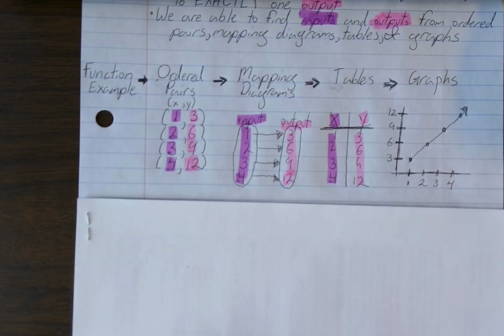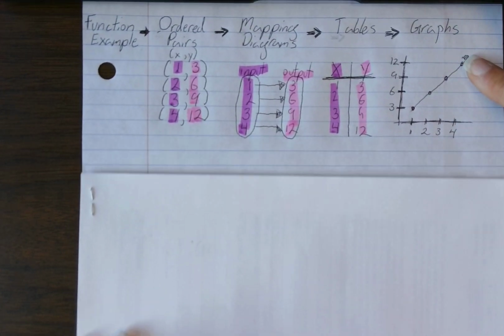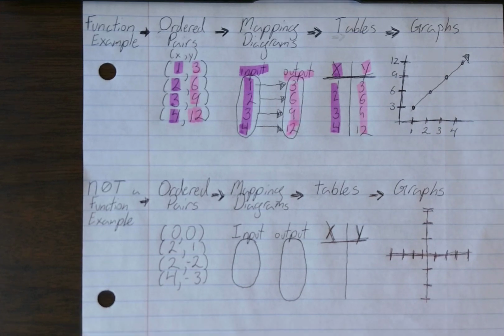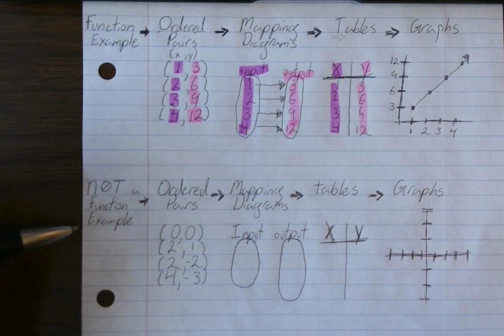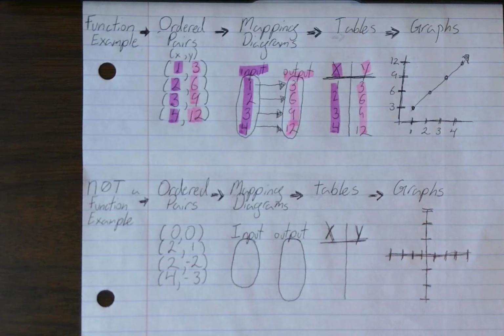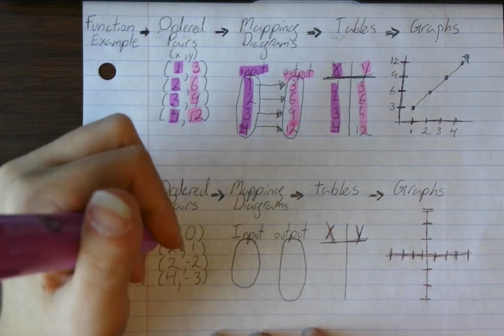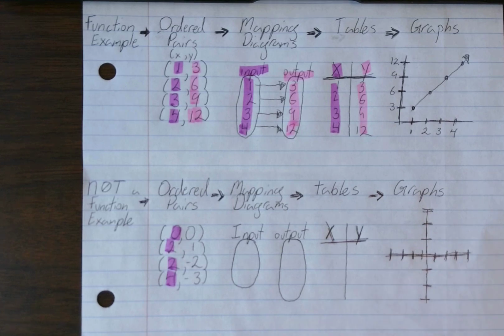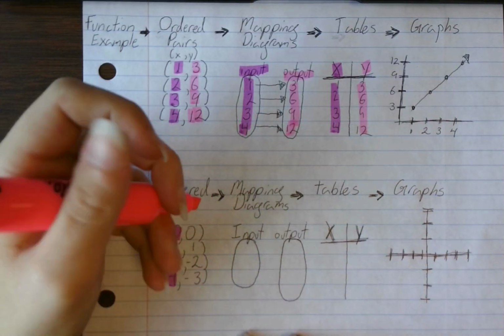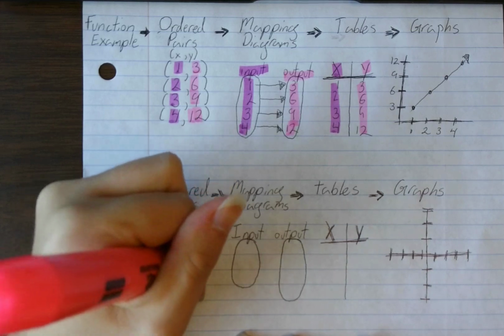Now I'm going to scroll down my paper. I'm going to look at the next example. This is not a function example. So this is something that if we see, we're going to have to know that this is not going to be a function, okay? First step, I'm going to highlight all of my inputs, and then I'm going to go in and highlight all of my outputs, just so I know for future reference.